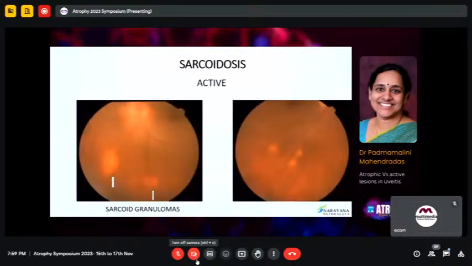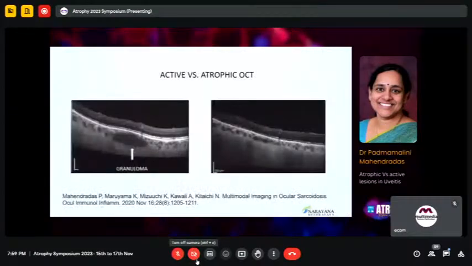Next comes sarcoidosis. Here you could see the multiple choroidal granulomas. They are round. They can have partial thickness involvement. Predominantly, it involves the Sattler layer. Following treatment, we could see the resolution of the granuloma.